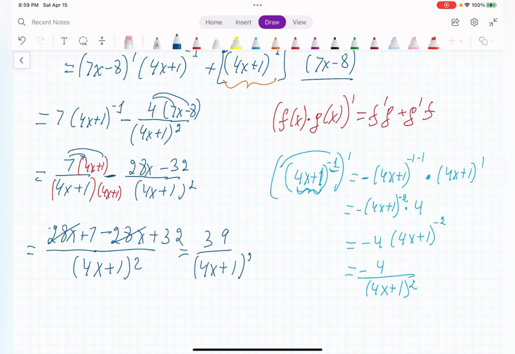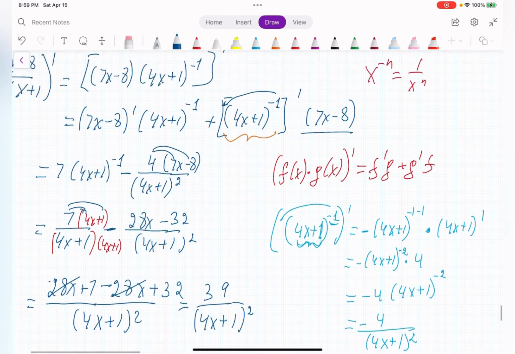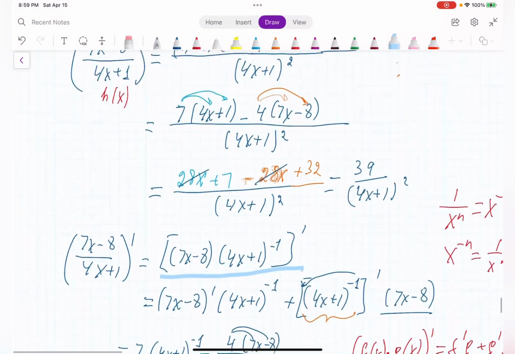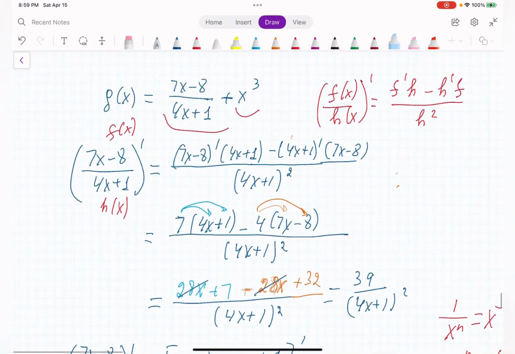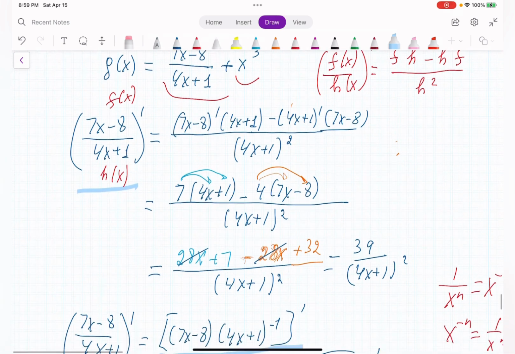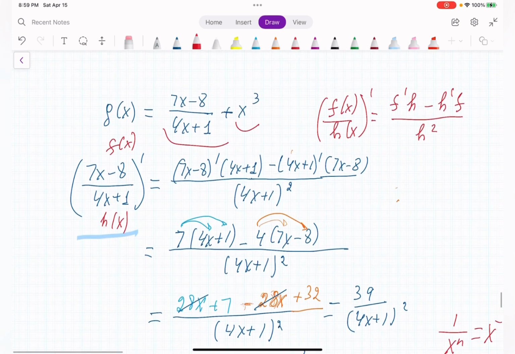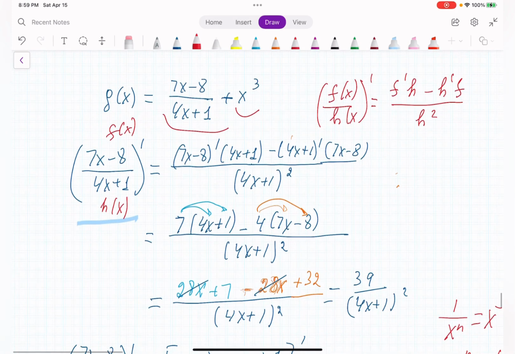And 32 plus 7 is 39 over 4x plus 1 squared. So I did both ways: one way through multiplication, and the other way through the quotient rule. Whichever you prefer. The bottom line is the derivative of 7x minus 8 over 4x plus 1 is 39 over 4x plus 1 squared.